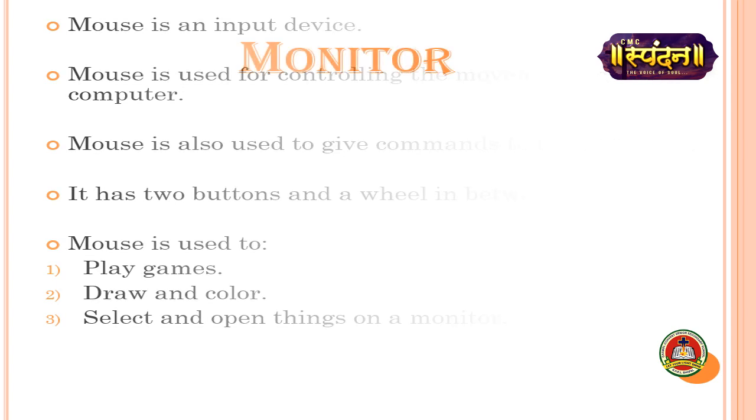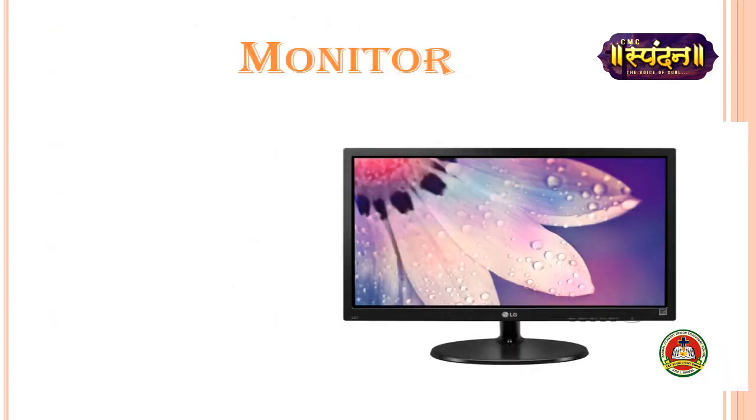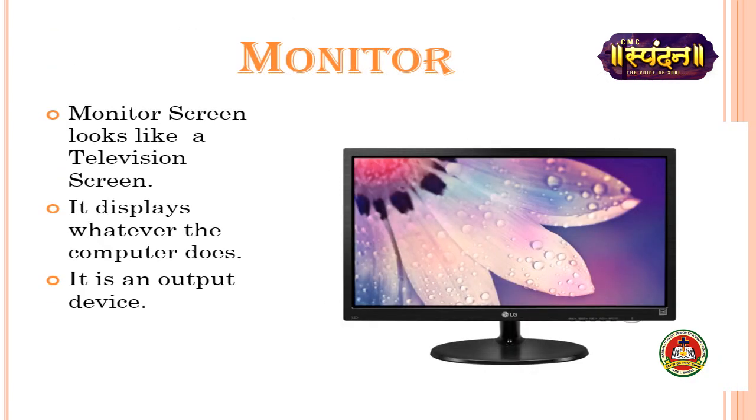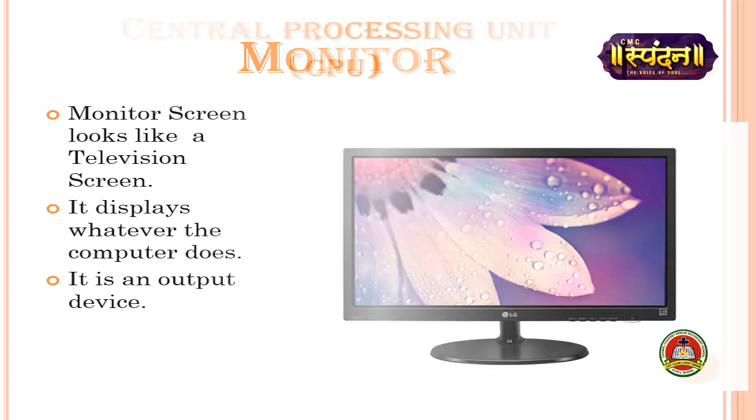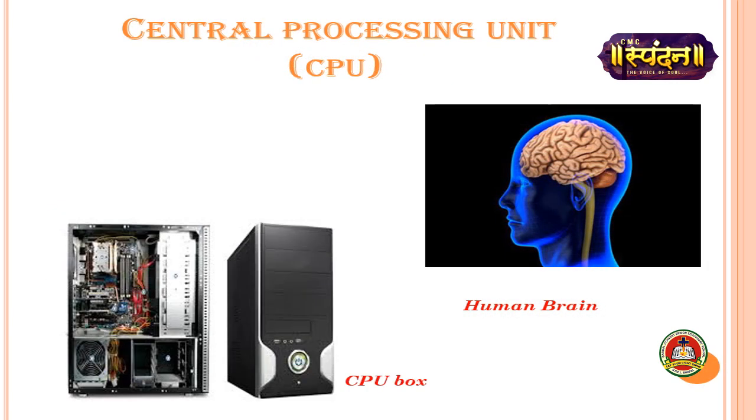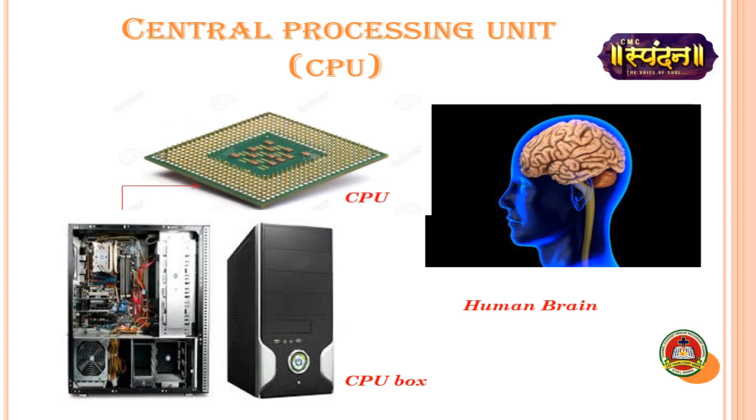Again we'll revise about the monitor, which we have studied in the previous class, that the monitor looks like a television screen. It displays whatever work we are doing on the computer. It is an output device because we are seeing the result on the monitor. That's why we call it an output device. Next is the central processing unit. Central processing unit works like the brain of a computer. Inside the CPU box we have a microprocessor, and all the functions are done by the microprocessor.